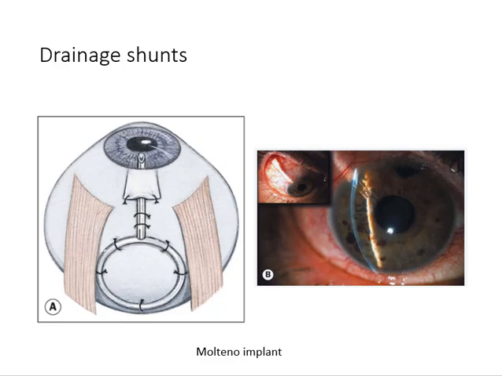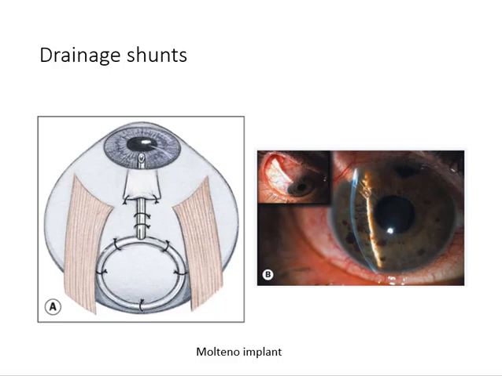The diagram on the left shows a particular drainage shunt called a Molteno, and this was named after the man who invented it, and this is a very popular one. So you will again see patients with these Molteno implants. And what happens is the tube travels from the anterior chamber in the eye, and then it'll pierce the sclera and ends up externally into this drainage reservoir.